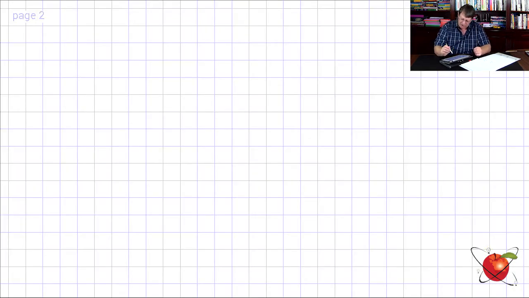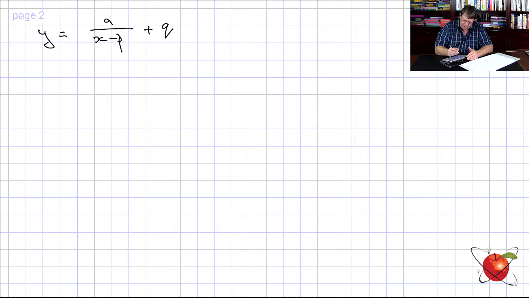Let's go and have a look at our hyperbola. So let's redo the standard form. y is equal to a over x minus p. All right? And let's just keep q out of it. Let's say plus q, but for the moment, q equals 0. So therefore, it's y equal to a over x minus p.